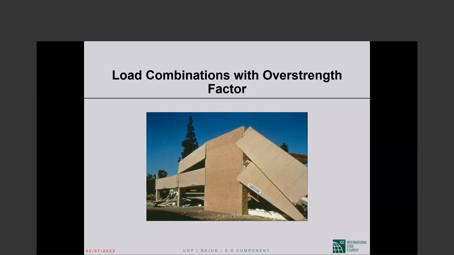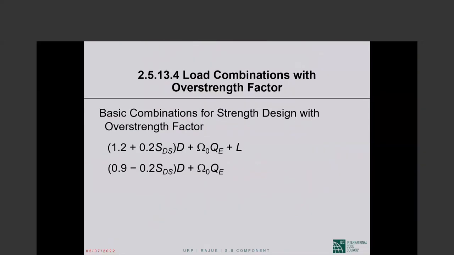So this is vitally important: collector elements are to be designed using the load combinations with overstrain factor. These are the special seismic load combinations, or load combinations with overstrain factor as we call them now. This is the same as the regular load combinations, except here we have omega sub 0 rather than rho, the redundancy factor.